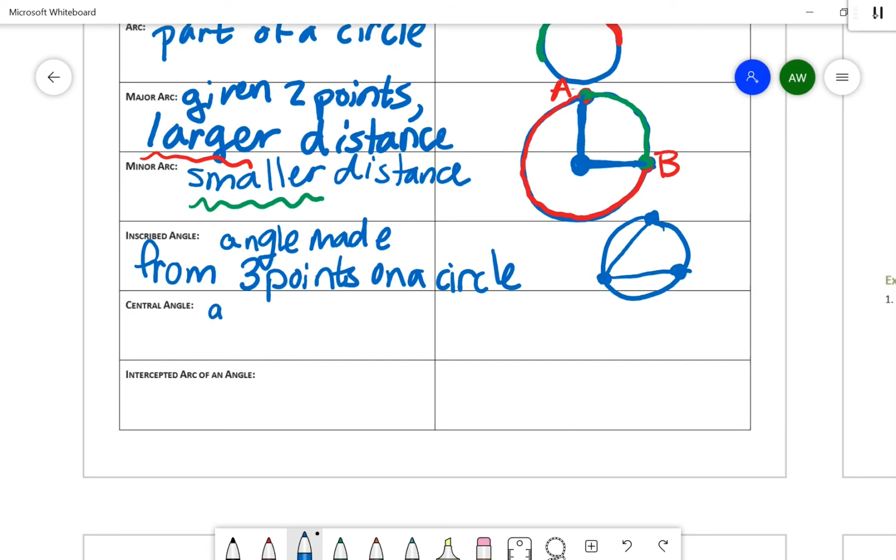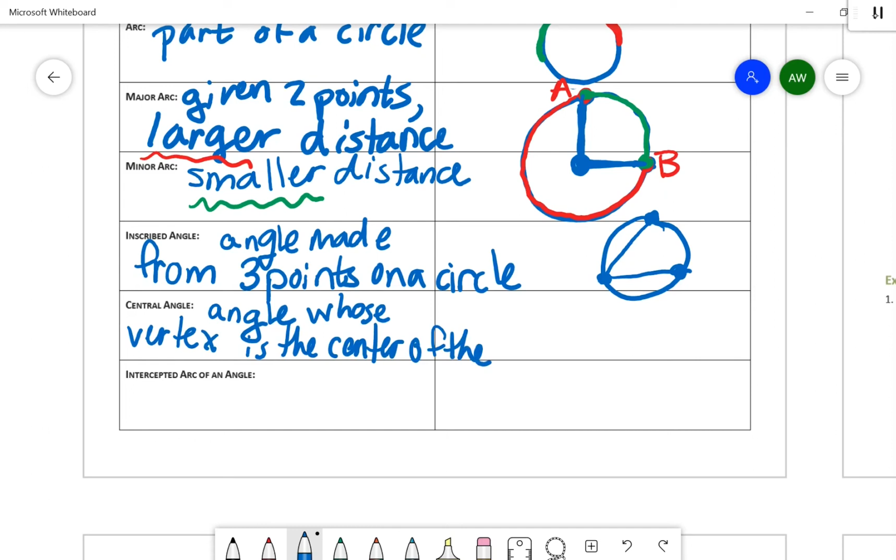Now, a central angle, we've already seen an example of. A central angle is an angle whose vertex is the center of the circle. So what that means is if I make a circle, and the center of my circle is the vertex, any angle coming out from that center is going to be a central angle. And that makes sense because we know a central angle starts in the center of the circle.